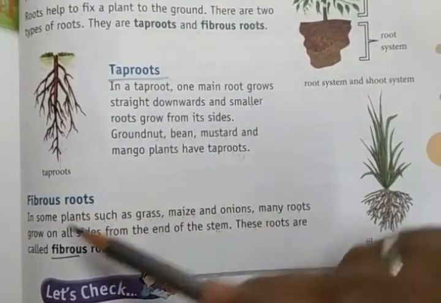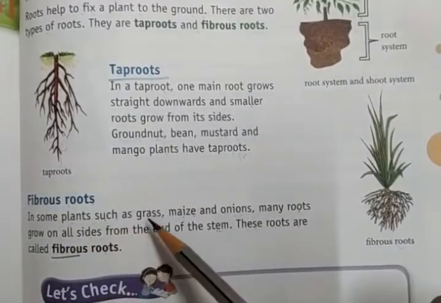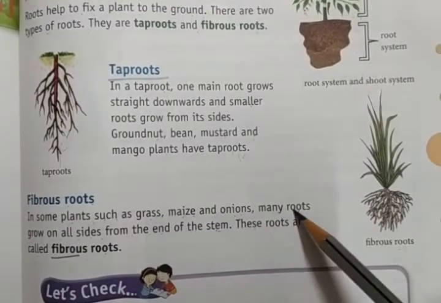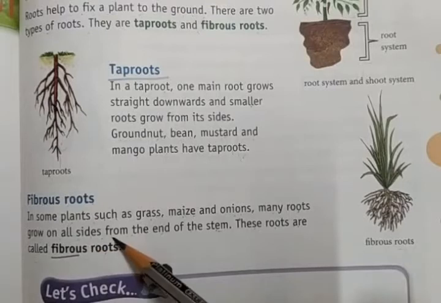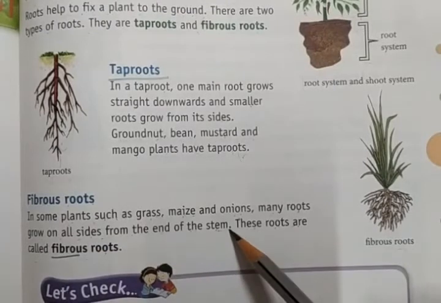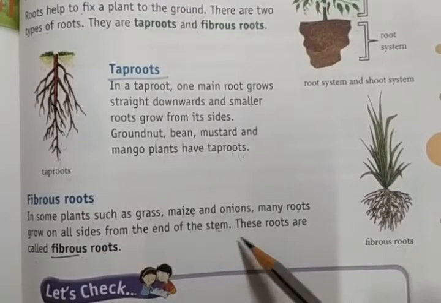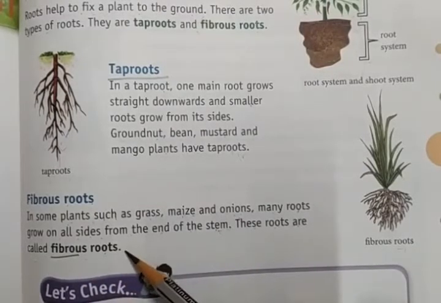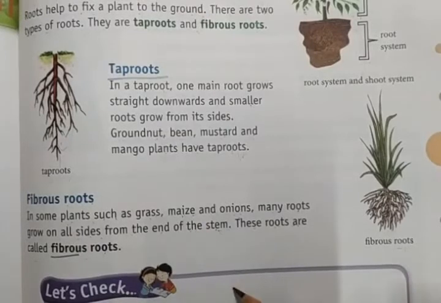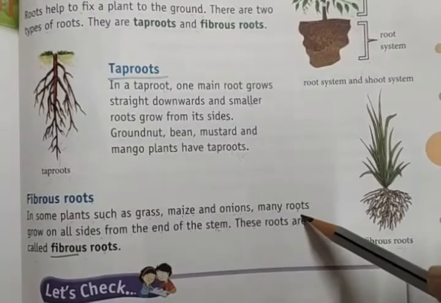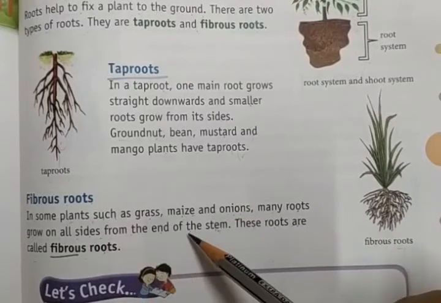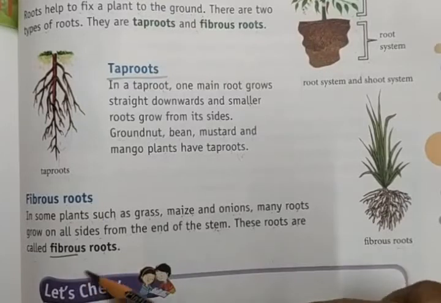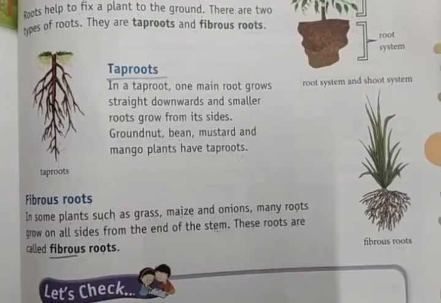Fibrous roots. In some plants such as grass, maize and onion, many roots grow on all sides from the end of the stem. These roots are called fibrous roots. Grass ಇದೆ, maize ಇದೆ, onion ಇದೆ, roots grow on all sides from the end of this stem. These roots are called fibrous roots.